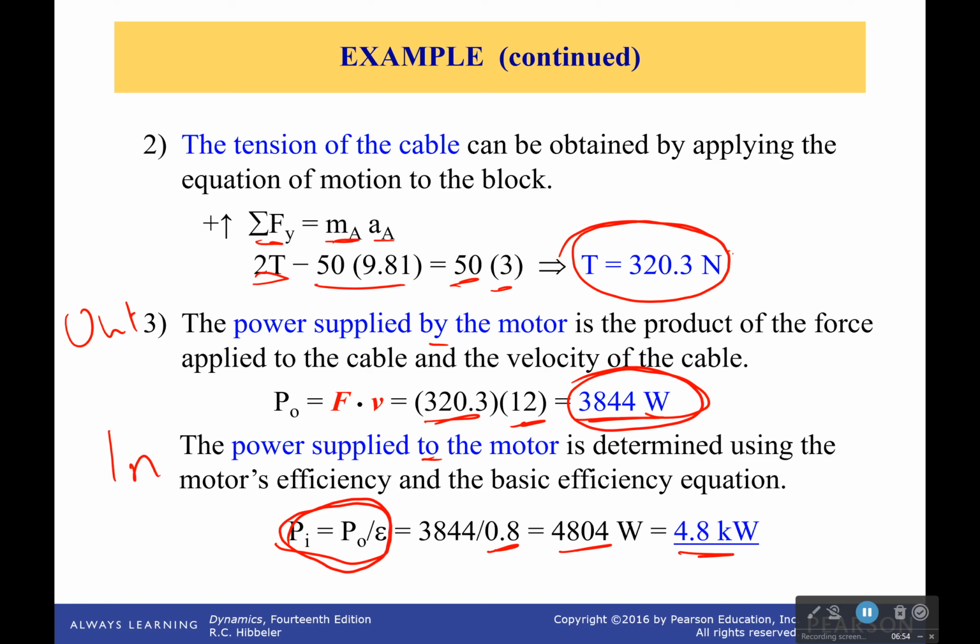So please, please, please remember, efficiency is going to be in most of these problems, and the power going into your motor, or the energy going into your motor, is always more than what comes out of it, because it's not perfectly efficient.